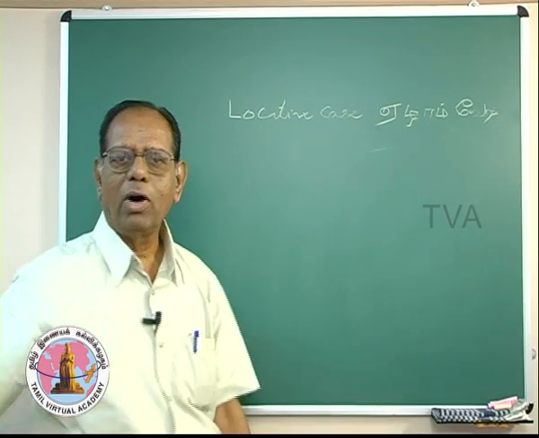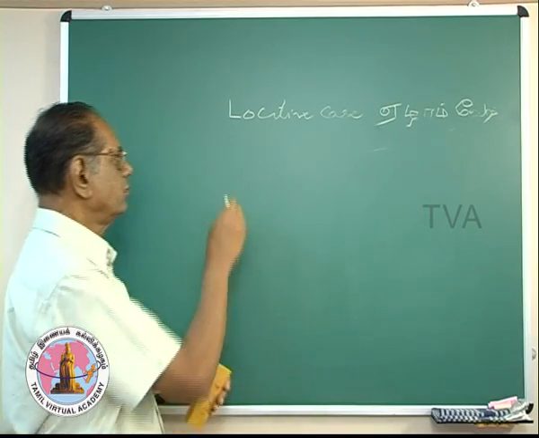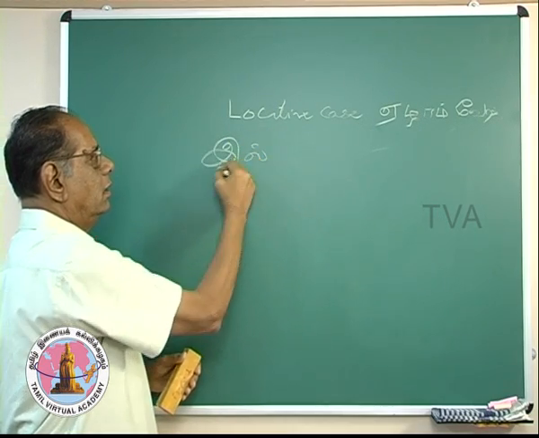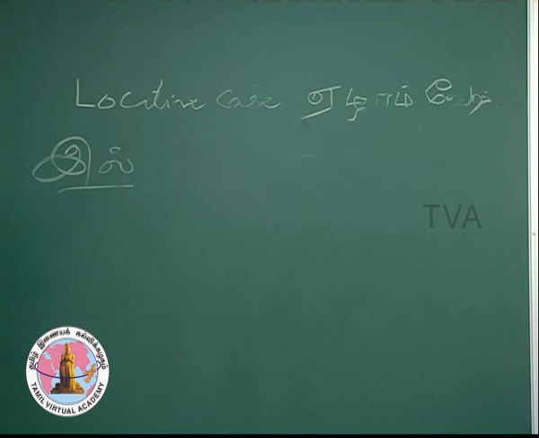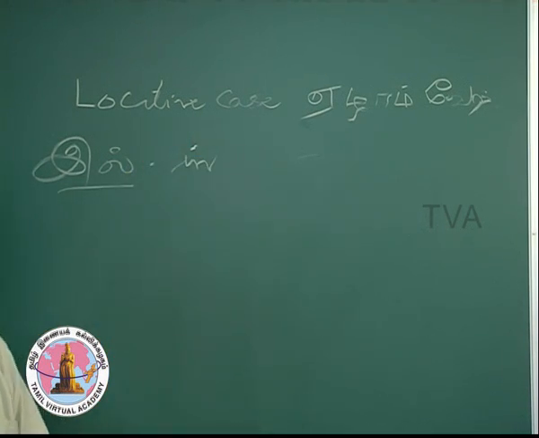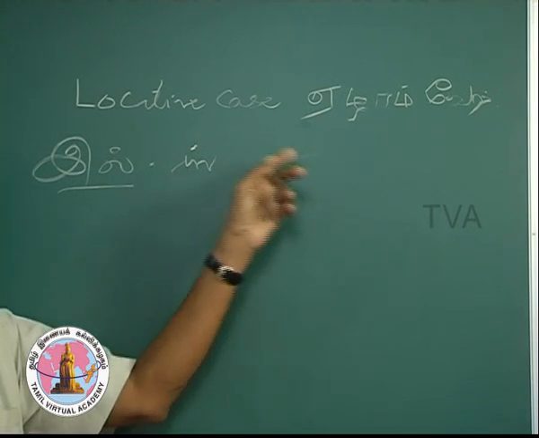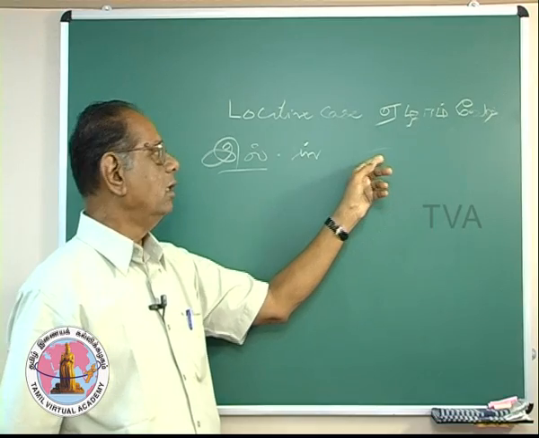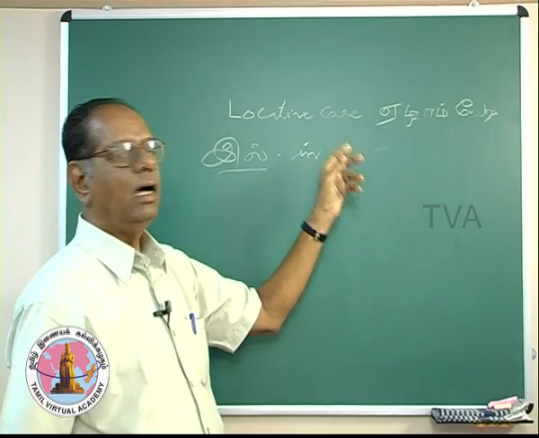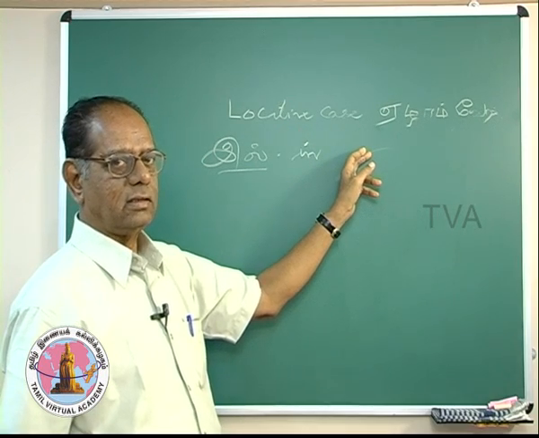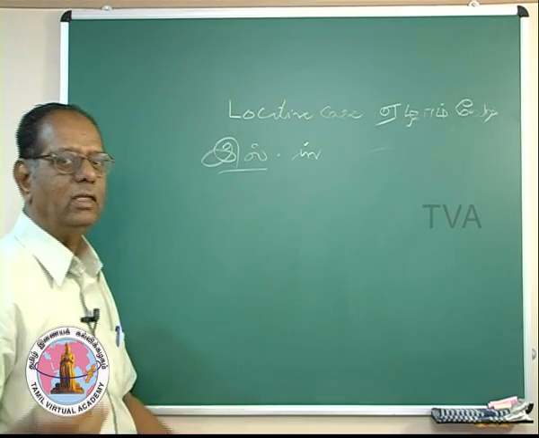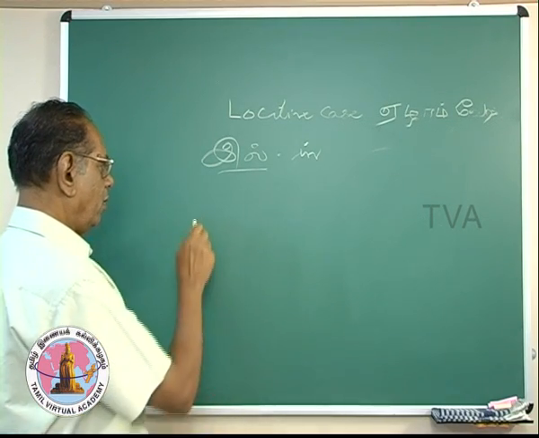The most important is ill. This means in. When you say in, it decides the location. So ill is the most important case marker of this locative case. We shall see a few examples and find out how it is added to the noun.